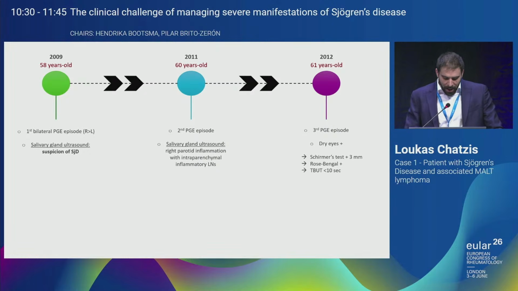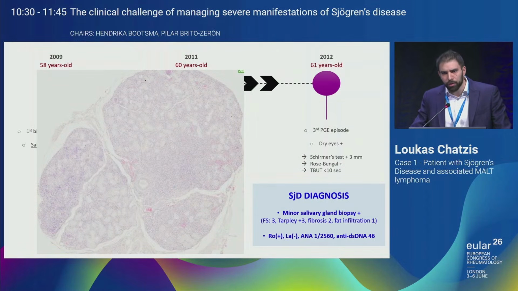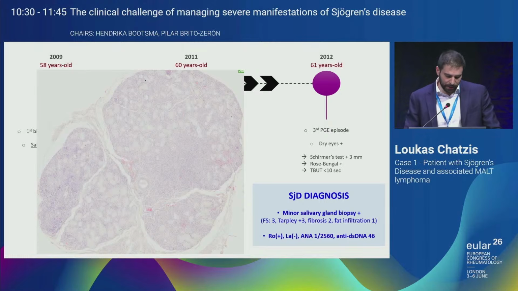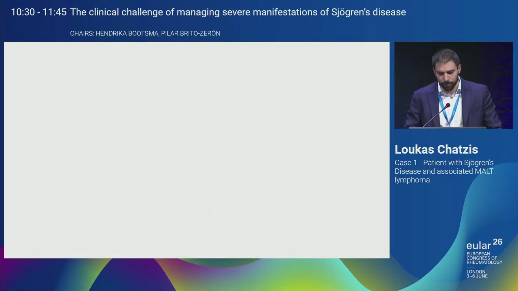At this time, a full diagnostic workup revealed a Sjogren's disease diagnosis with a compatible minor salivary gland biopsy with a focus score of around 3, anti-Ro SSA52 positivity, while anti-La, rheumatoid factor and cryoglobulins were negative, and objective dryness tests were positive. The minor salivary gland had no germinal centers or lymphoepithelial lesions at that time. There was no clonality detected either on immunohistochemical or molecular studies, and of course there was no lymphoma.